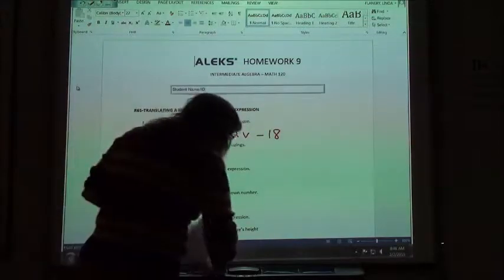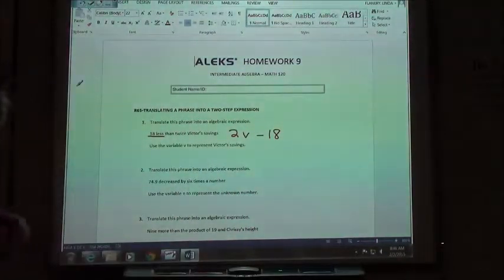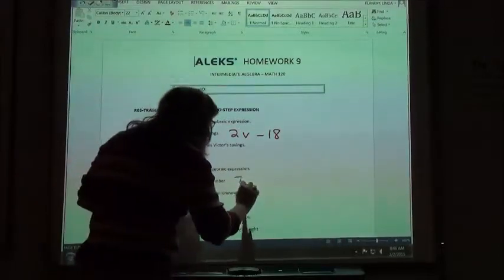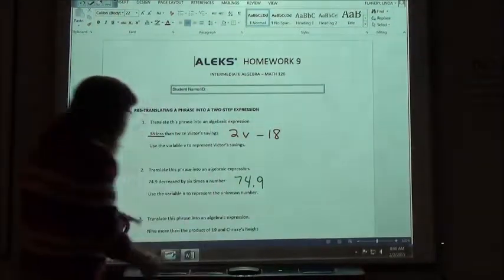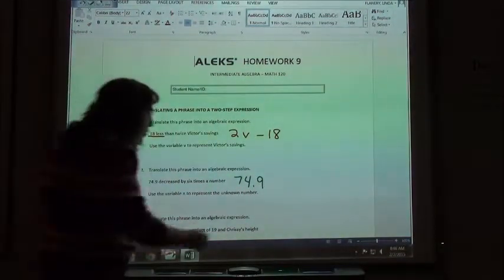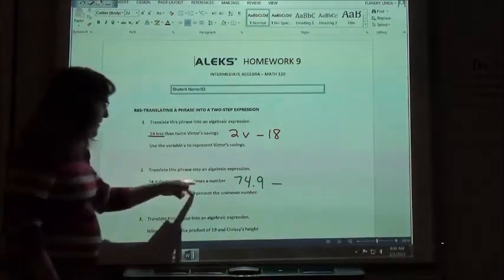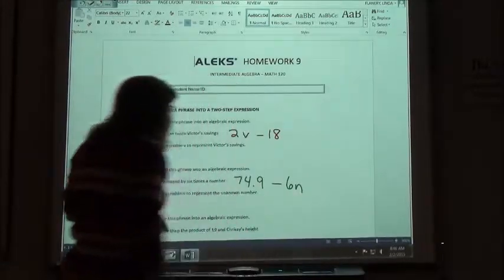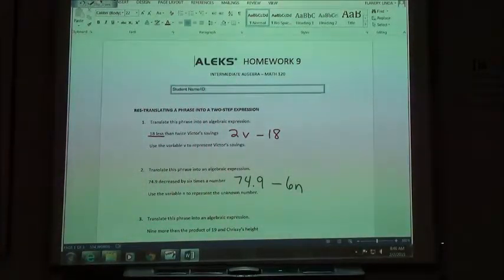As opposed to the second one, which says 74.9 decreased by 6 times a number. This one's just in the regular order. I'm starting with 74.9. I'm going to decrease it by something, so I'm going to subtract 6 times a number, so 6n. So 74.9 minus 6n.